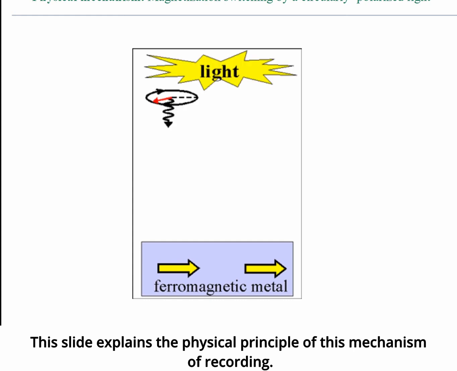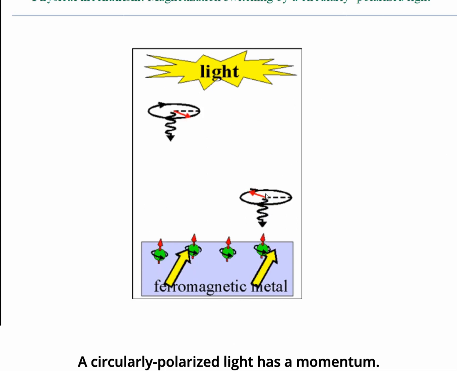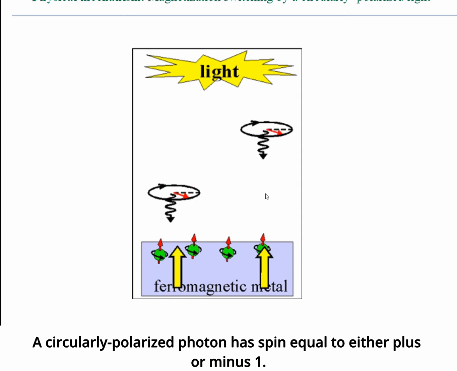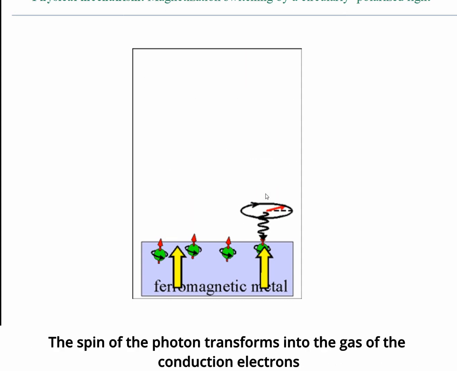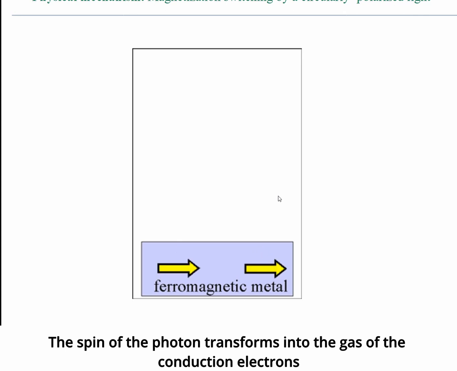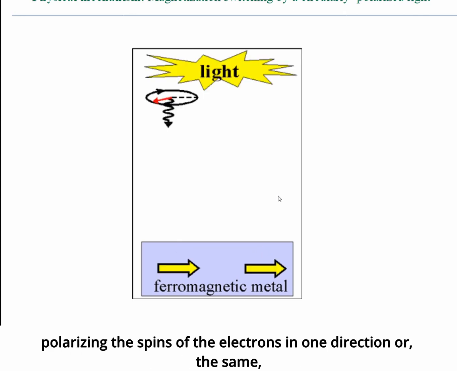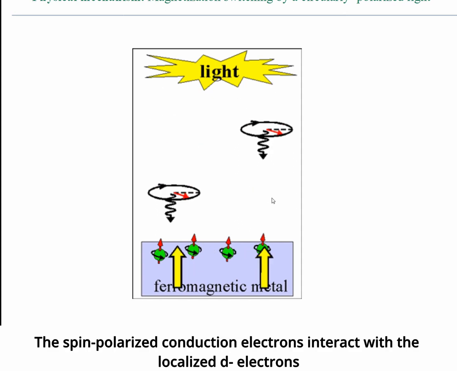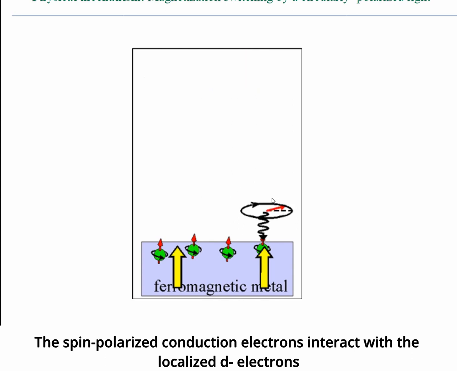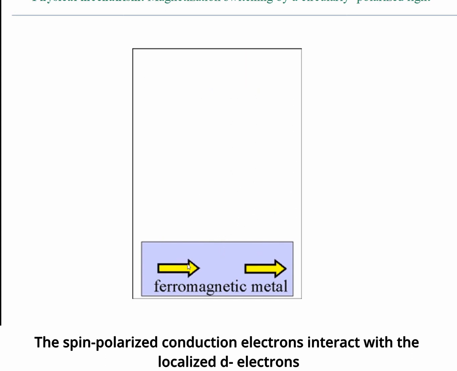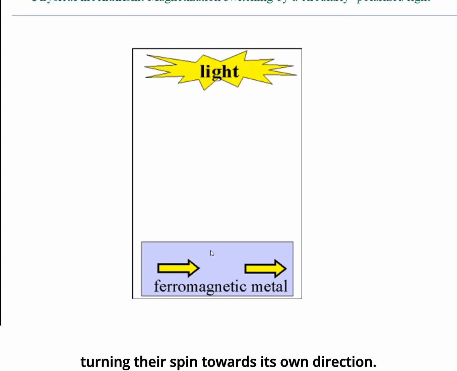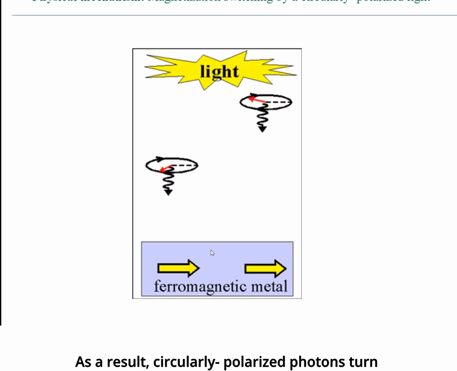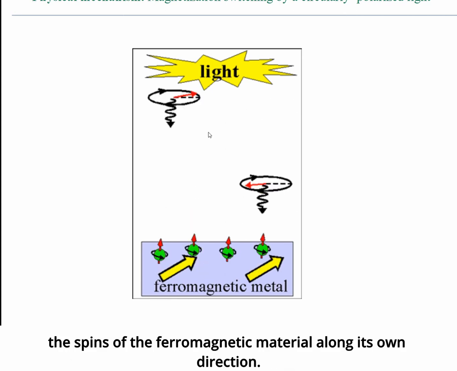This slide explains the physical principle of this mechanism of recording. A circularly polarized light has a momentum. A circularly polarized photon has a spin equal to either plus or minus 1. The spin of the photon transforms into the gas of conduction electrons, polarizing the spin of the electrons in one direction, creating the spin-polarized conduction electrons. The spin-polarized conduction electrons interact with the localized d electrons, turning the spin towards its own direction. As a result, circularly polarized photon turns the spin of the ferromagnetic material along its own direction.